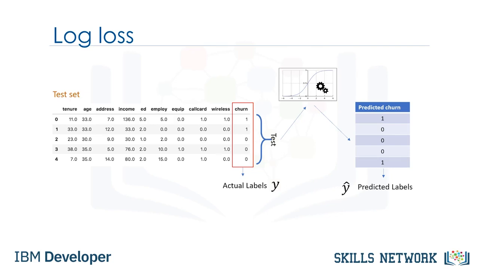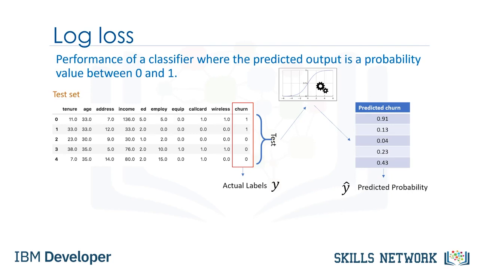Sometimes the output of a classifier is the probability of a class label instead of the label. For example, in logistic regression, the output can be the probability of customer churn, i.e. yes, or equals to 1. This probability is a value between 0 and 1. Logarithmic loss, also known as log loss, measures the performance of a classifier where the predicted output is a probability value between 0 and 1. So, for example, predicting a probability of 0.13 when the actual label is 1 would be bad and would result in a high log loss.